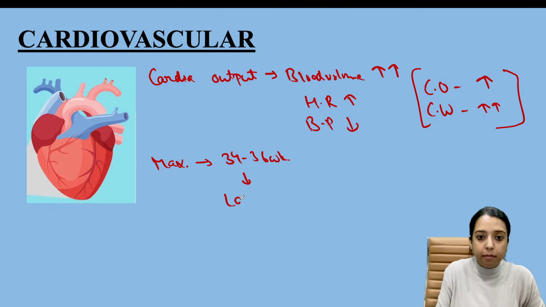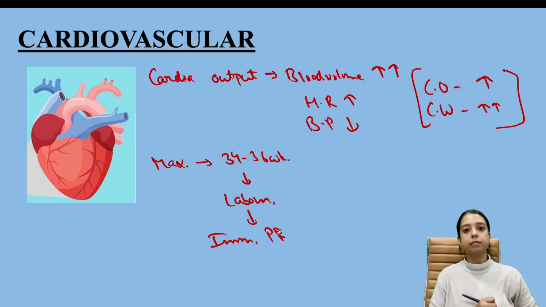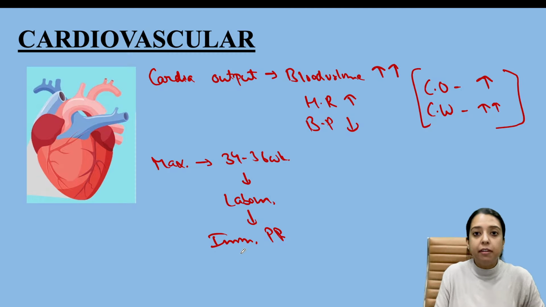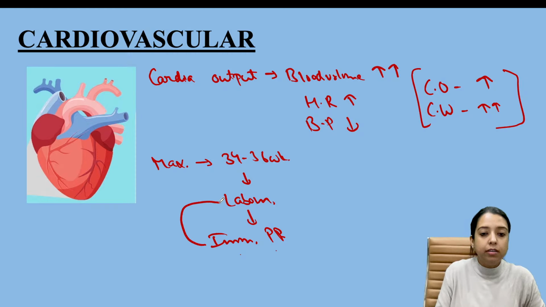It rises further when the woman is in labor, and cardiac output is maximum immediate postpartum. Immediate postpartum, the cardiac output is extremely high, with very high chances of cardiac failure. Now the question can be asked, when does the cardiac output come back to normal? Once the woman is delivered, cardiac output is very high. It goes back to the pregnancy value, what it was in pregnancy.